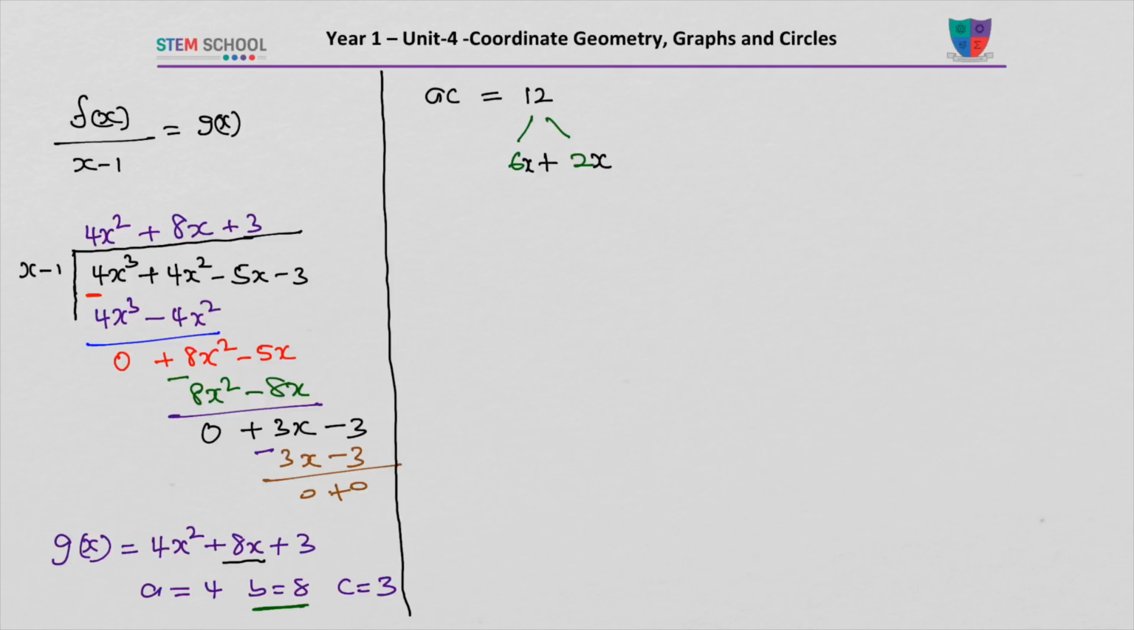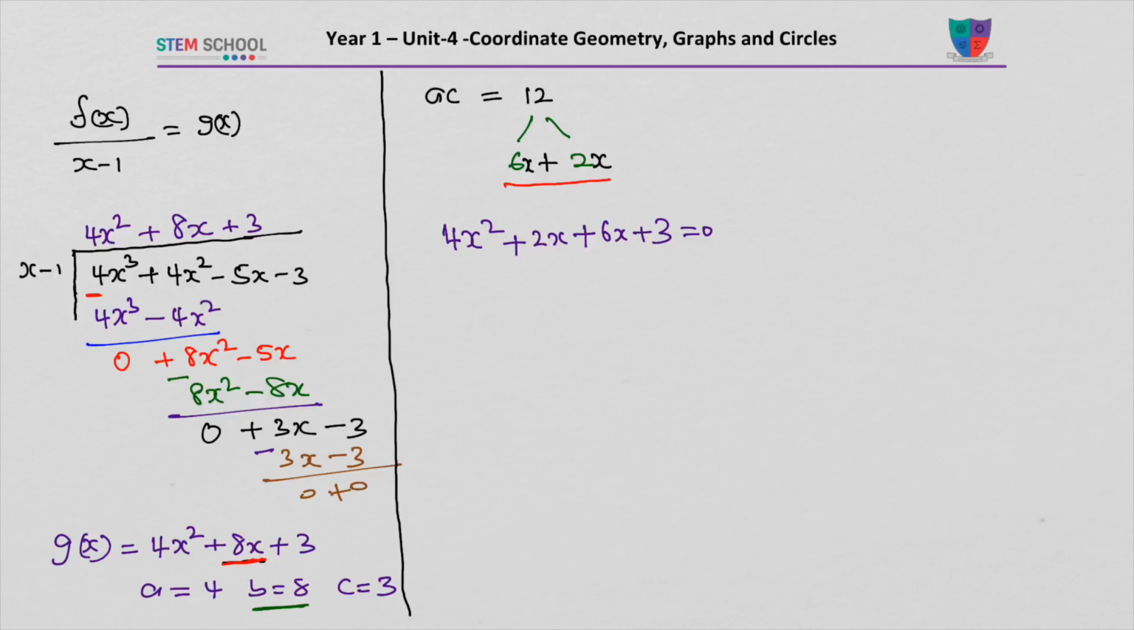So I'm going to replace the 8x with 6x plus 2x. So I get 4x squared, I'm going to write the 2x first, plus 2x plus 6x plus 3. Of course, it's equal to 0 because I'm solving it.